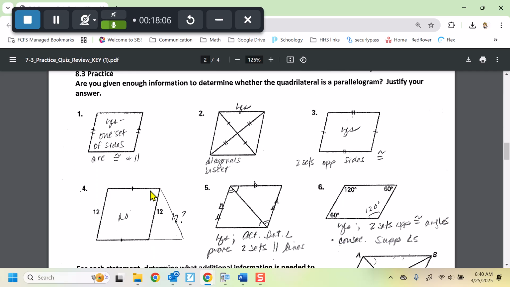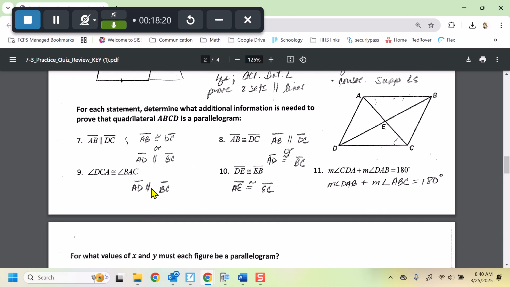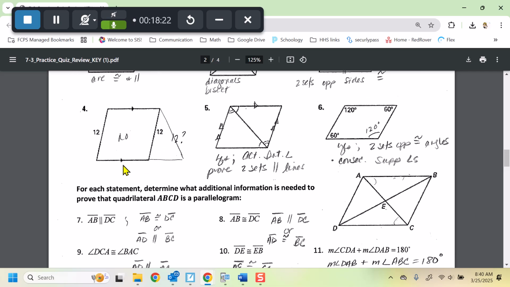8.3, are you able to determine whether or not the quadrilateral is a parallelogram? This is about proving it. So, yes, I have one set of sides parallel and congruent. Yes, my diagonals bisect. Yes, 2 sets of opposite sides are congruent. No, because I don't know about this side. This could be a trapezoid.